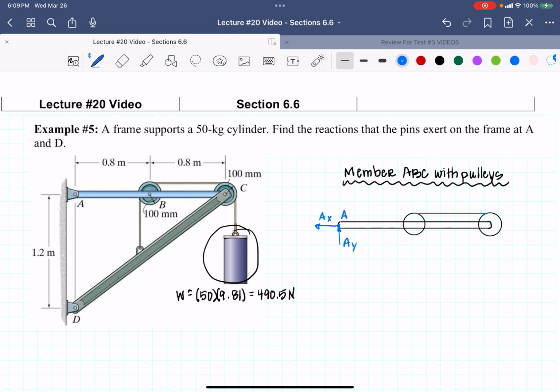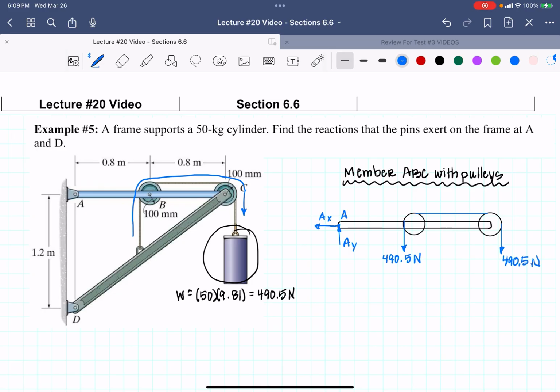Around this first pulley at B is a rope, which you can see I've already got drawn across the top. Coming down, I'm going to have this tension force, which is the same as at C, because the rope goes all the way along here. So the tension in this rope is going to be the same throughout. The tension is going to be the weight, 490.5. And then I've also got a rope coming down on the other side of the pulley at C, which is also 490.5 newtons.